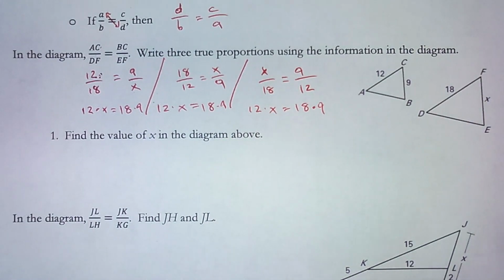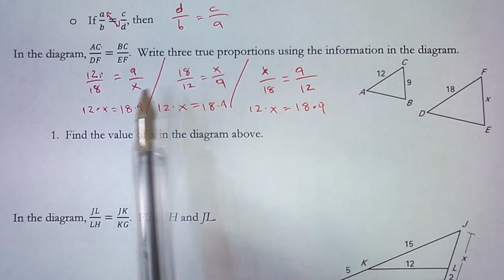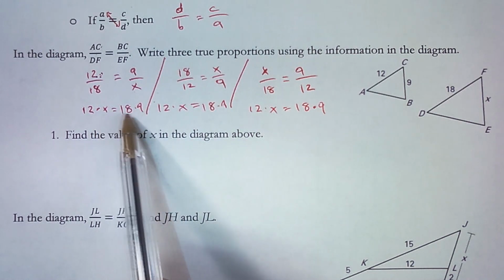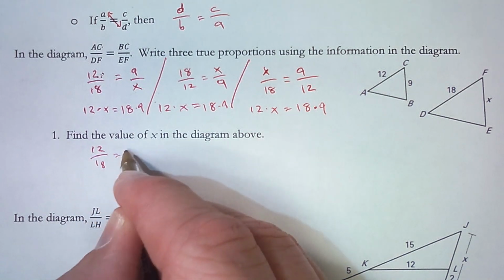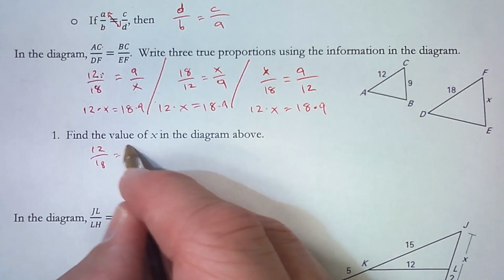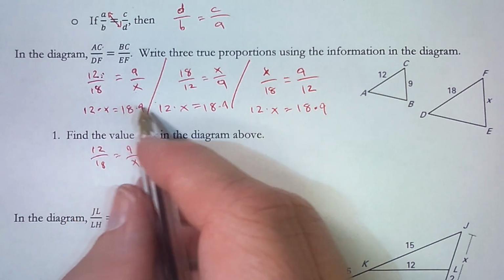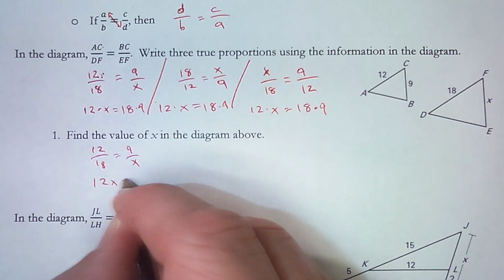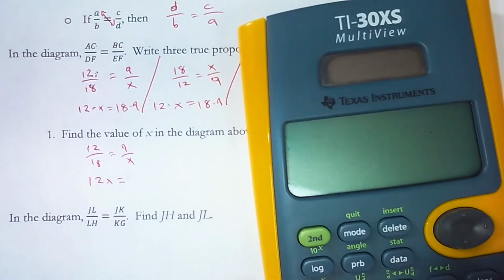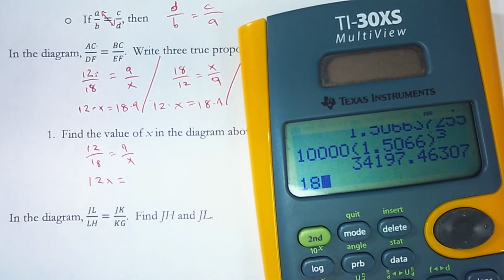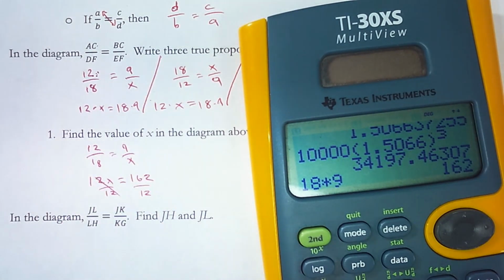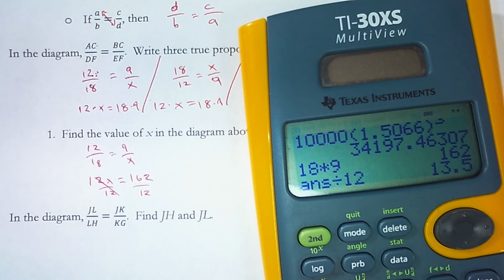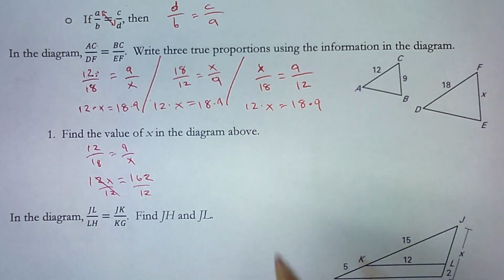Now, find the value of X in the diagram above. So I need to actually solve one of these. I've got 12 is to 18 as 9 is to X, and I did cross products, and I got 12x equals, now let's just evaluate 18 times 9. And that is 162. And divide by 12. And we get x is 13.5.